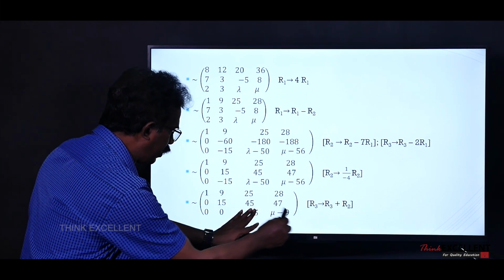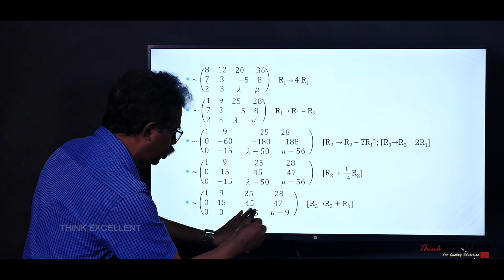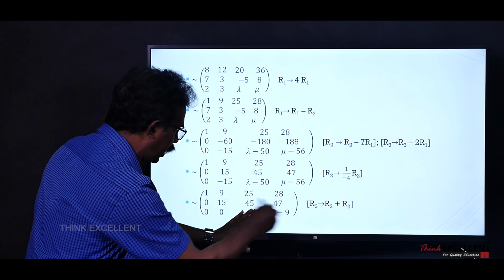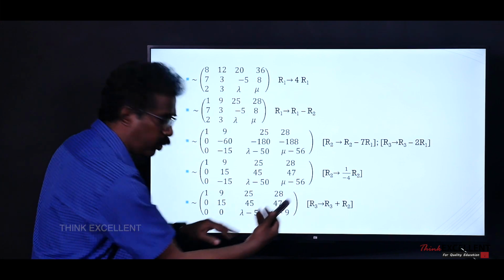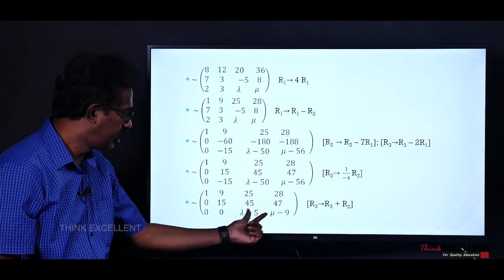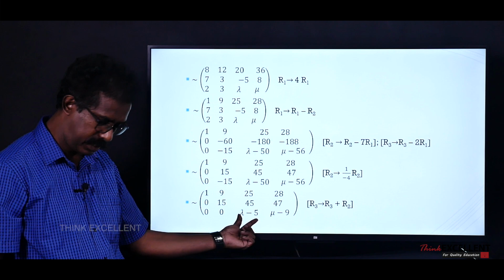Then rank of AB will be 3, because 0, 0, 0, you will have a number here. Rank of AB is 3. Rank of A will be only 2, because these 3 numbers become 0. So make this 0, this not equal to 0. So what step do you write, tell me?